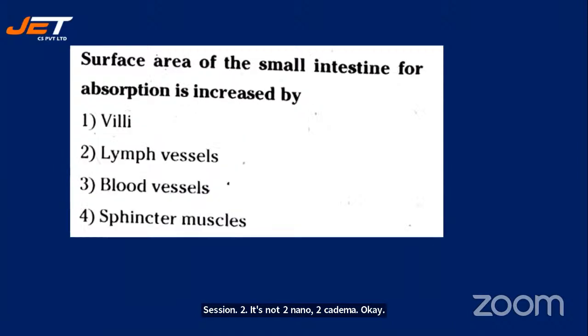Then, the surface area of the small intestine for absorption is increased by. As I told you, the small intestine is an important part of the digestive system which involves complete digestion and absorption. For absorption, the wall of the small intestine is provided with one of these options: villi, lymph vessels, blood vessels, and sphincter muscles. Lymph vessels, not at all, because they are not involved in digestion. You can exclude it. Blood vessels, not at all, you can exclude it. Sphincter muscles are involved in peristaltic movements, but not with the small intestine. So what is the option left here?